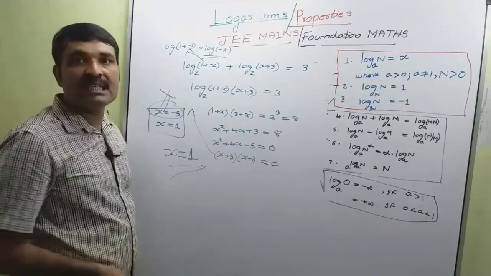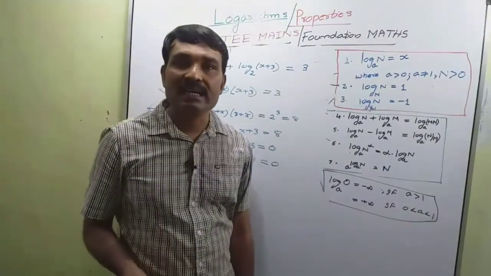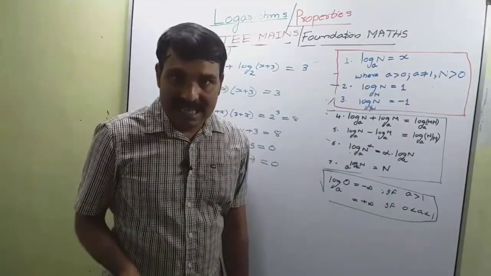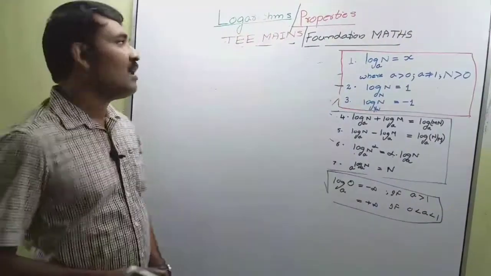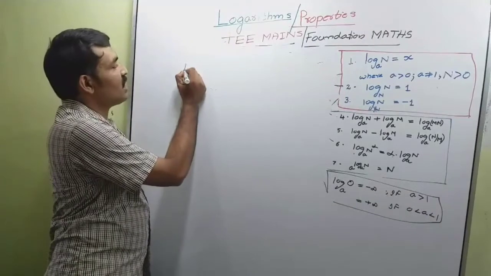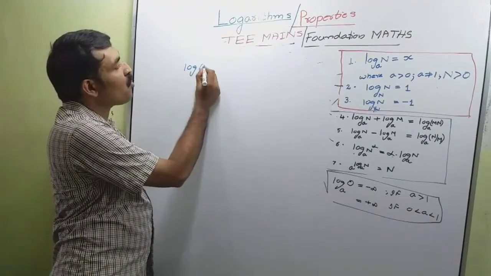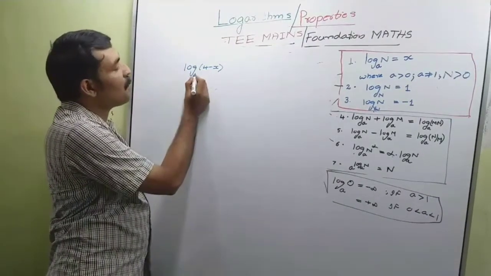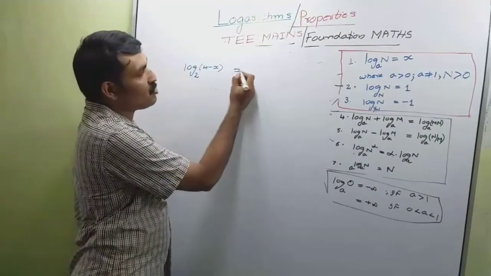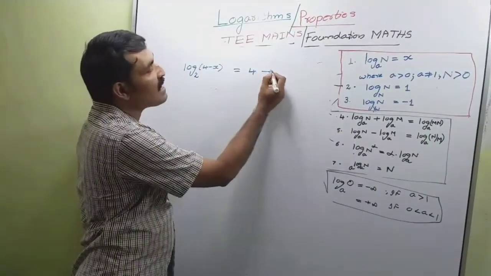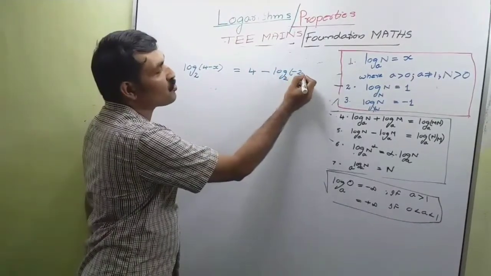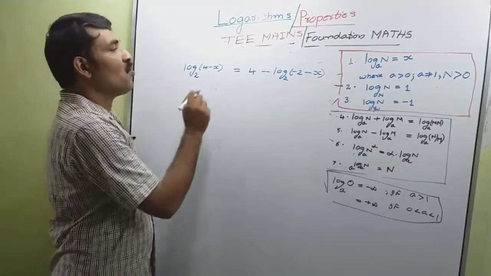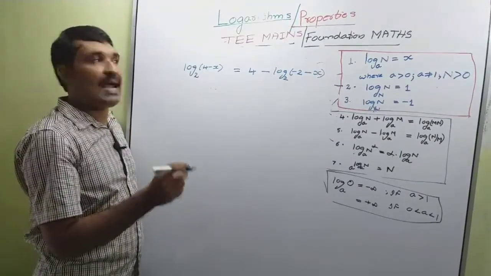So, in this type of problem, we have to check whether the expression is satisfied by putting in the value of x. Now, consider the question: log of 4 minus x to the base 2 is equal to 4 minus log base 2 of minus 2 minus x. Now, find the value of x.